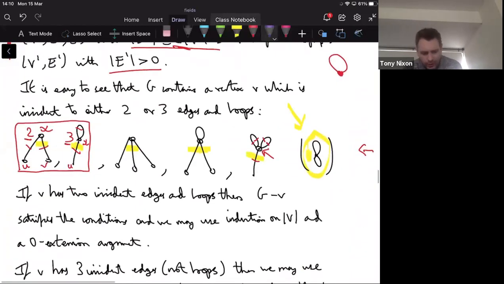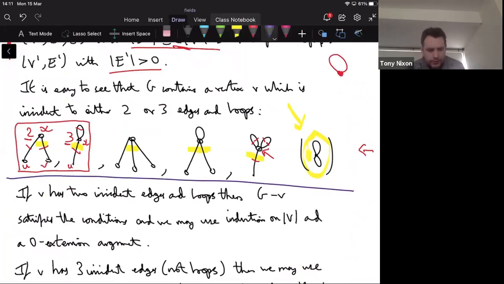Okay, so back to our degree things. These are all the options if you just think it through for yourself. You need to have either 2 or 3 incident edges or loops, and you go through these various options. In the case where you have 2 incident edges and loops, so that's this one and this one, then exactly as I was saying before, this is a zero extension, zero reduction kind of argument.